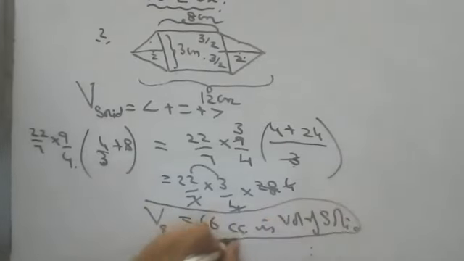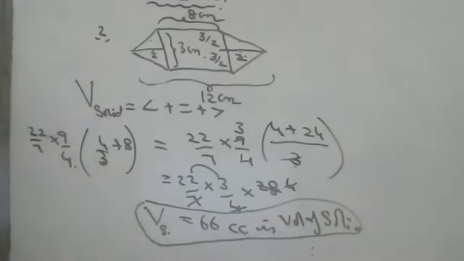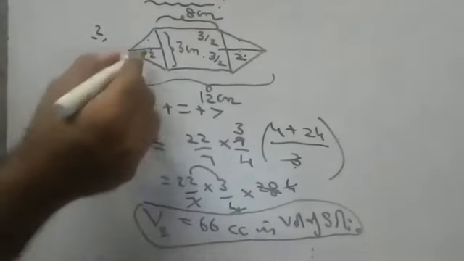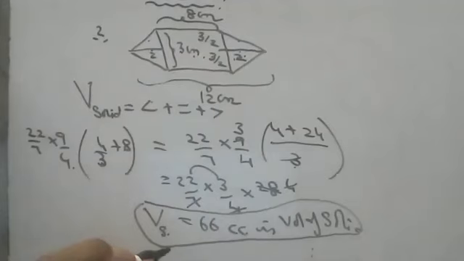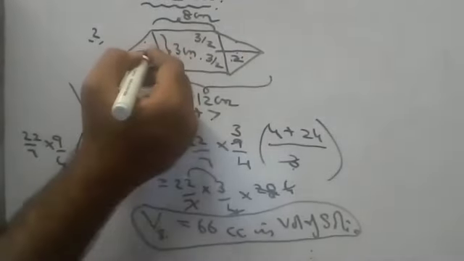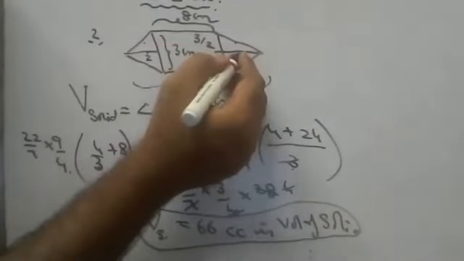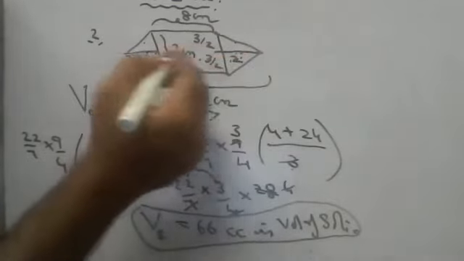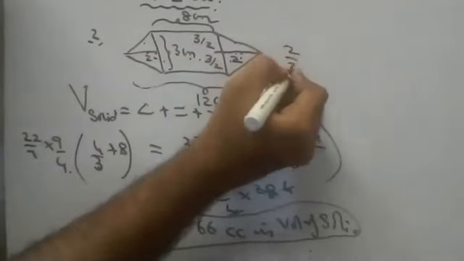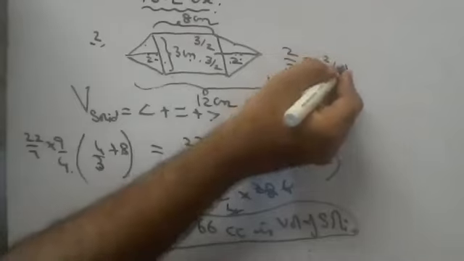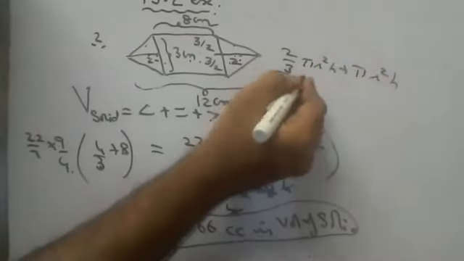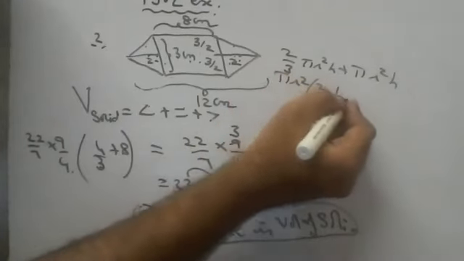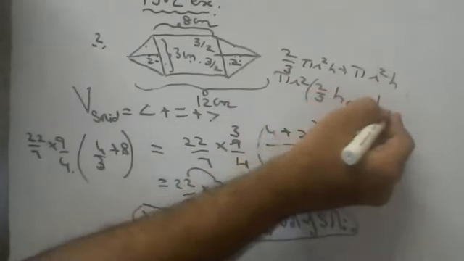Anyone have any doubt in this question? You can ask me, no problem. This I have taken here. Okay, so this is 1 by 3 pi r square h. This is also 1 by 3 pi r square h. That is 2 by 3 pi r square h. So 2 by 3 pi r square h plus this is pi r square h.